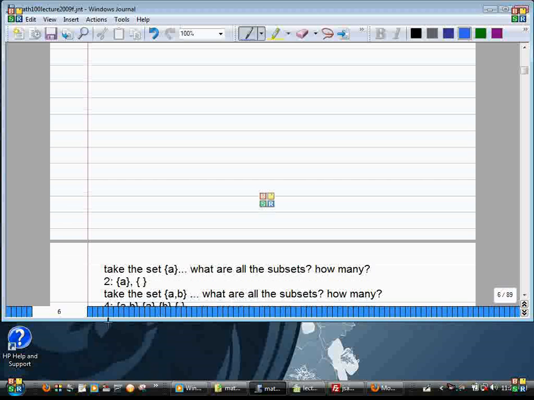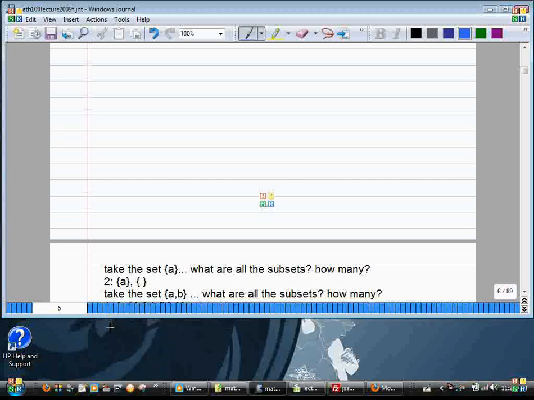take this set. What are the elements of this set? A and B. What are all the subsets? A and B. Okay, what's one subset? A. What's another subset? B. What's another subset? And A, B. What's another subset? B, A.